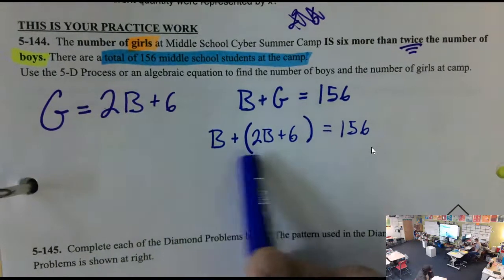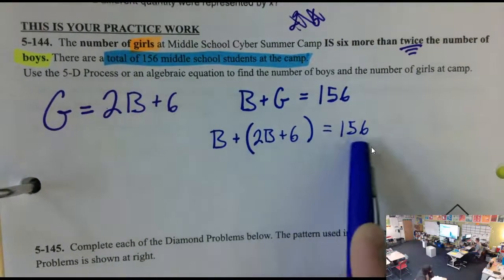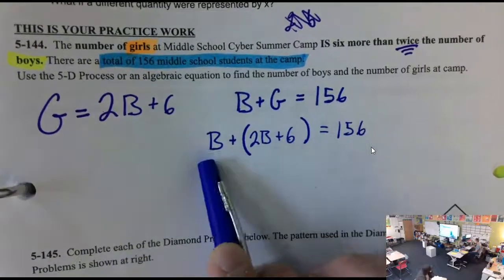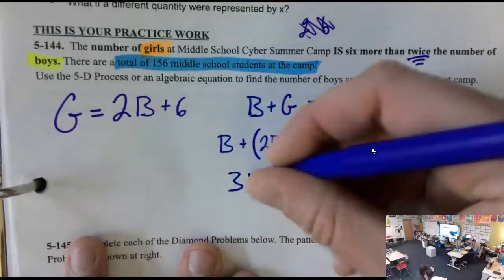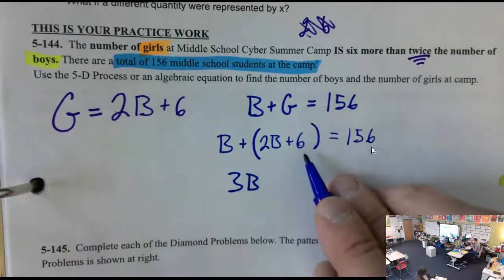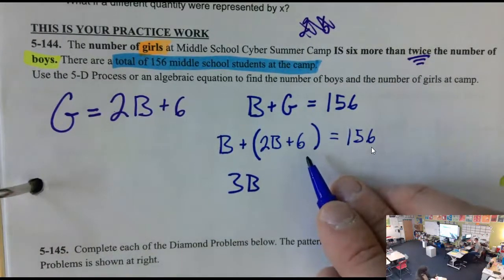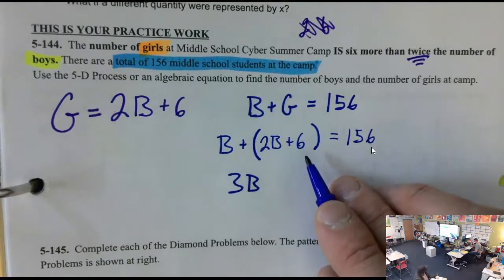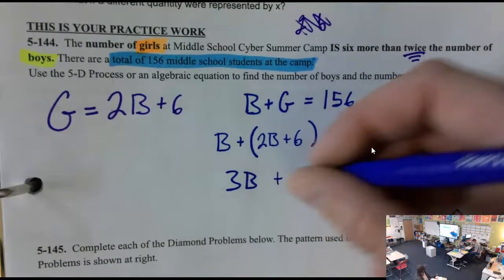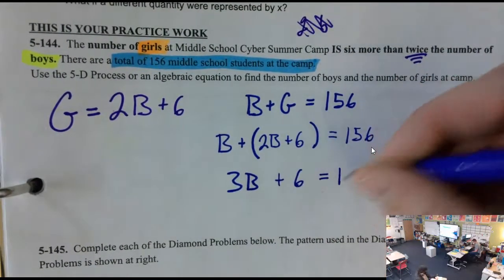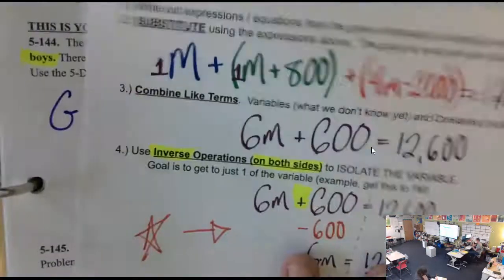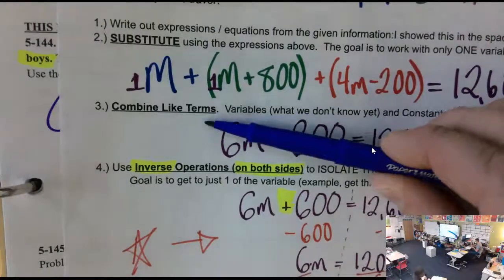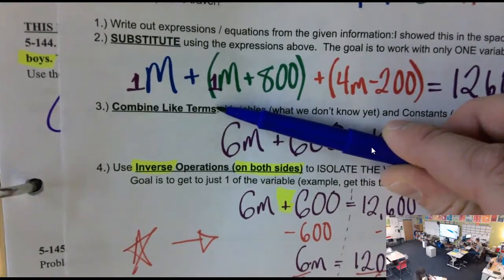But when I combine like terms, how many B's do I have? 3. Because 1 here, 2 there. 3B. Do I have another number to go with the 6? Not on this side. Right? So plus 6 equals 156. Look at your handout. What's the next step after combine like terms?